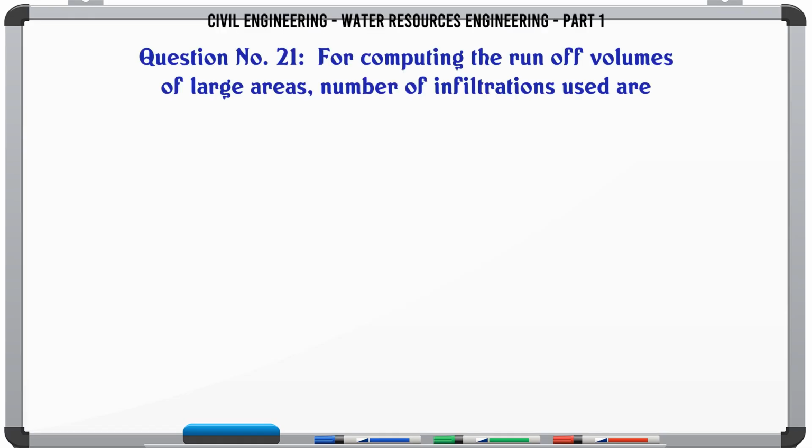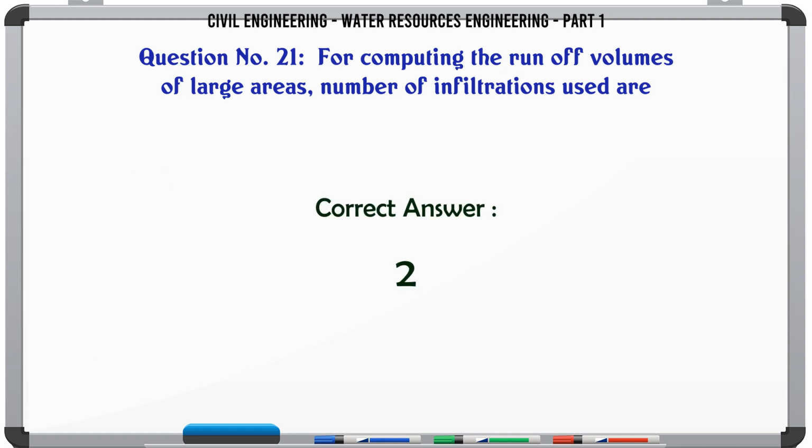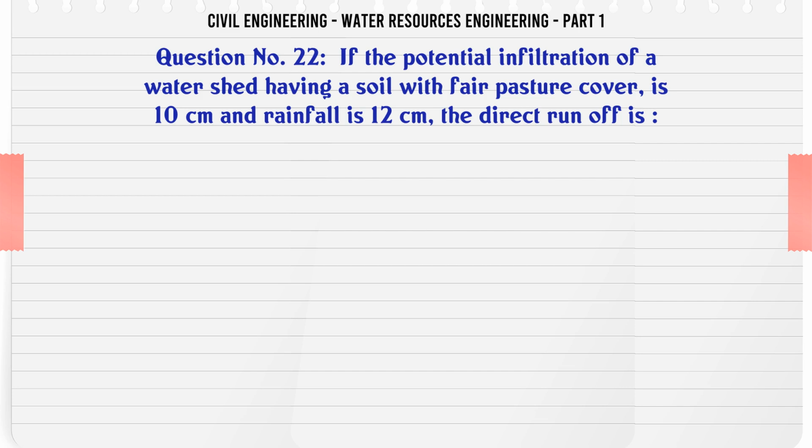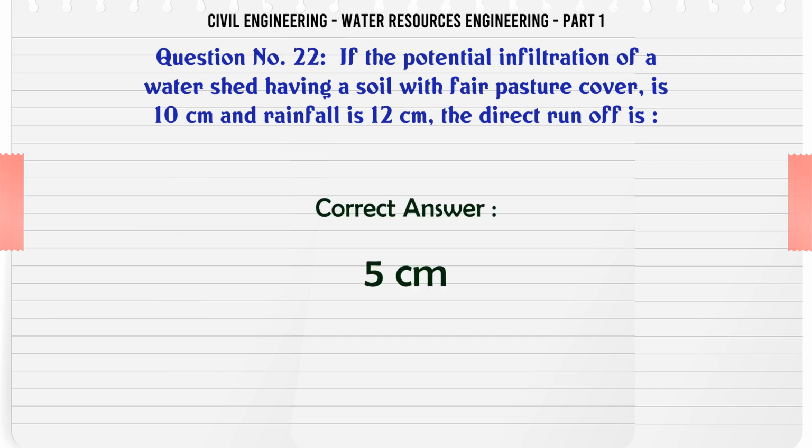For computing the runoff volumes of large areas, the number of infiltration indices used are: A. 2, B. 3, C. 4, D. 5. The correct answer is 2. If the potential infiltration of a watershed having a soil with fair pasture cover is 10 cm and rainfall is 12 cm, the direct runoff is: A. 2 cm, B. 3 cm, C. 5 cm, D. 8 cm. The correct answer is 5 cm.